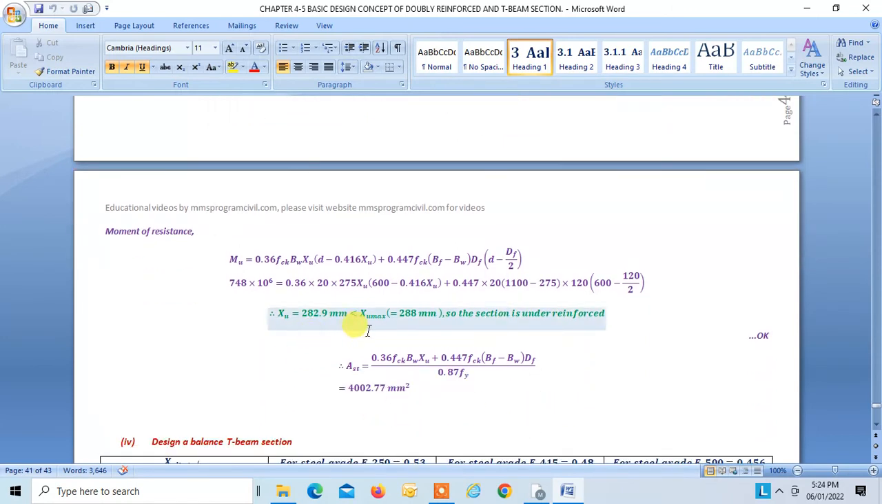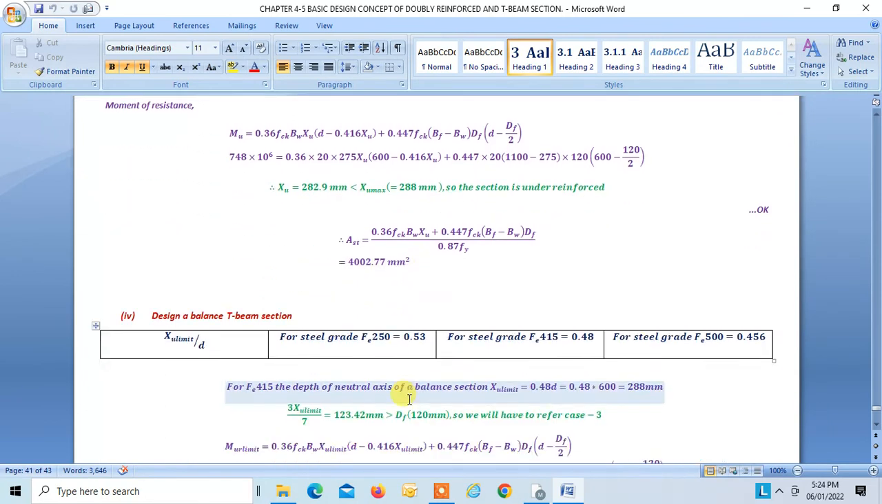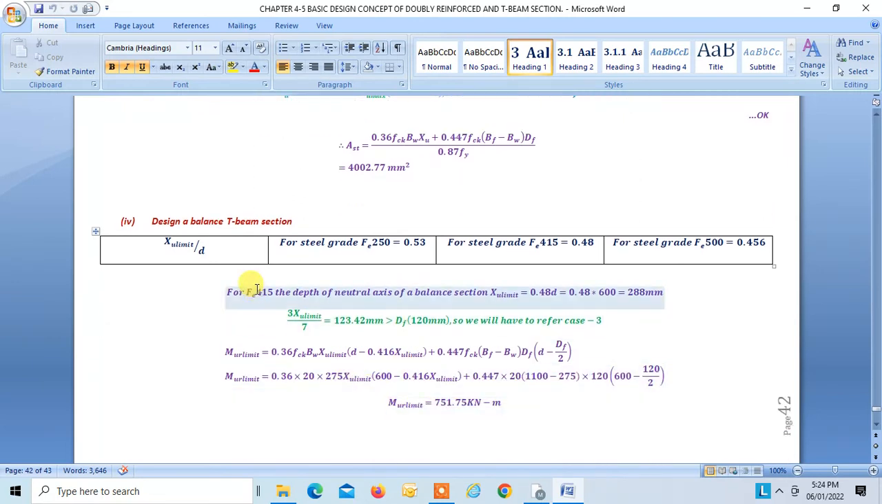Again, take T is equal to C plus C1. T is equal to 0.87 fy Ast. So this is C1, this is C, this is C1 divided by stress in steel. So you find the steel area is 4002.77 mm square. Okay.